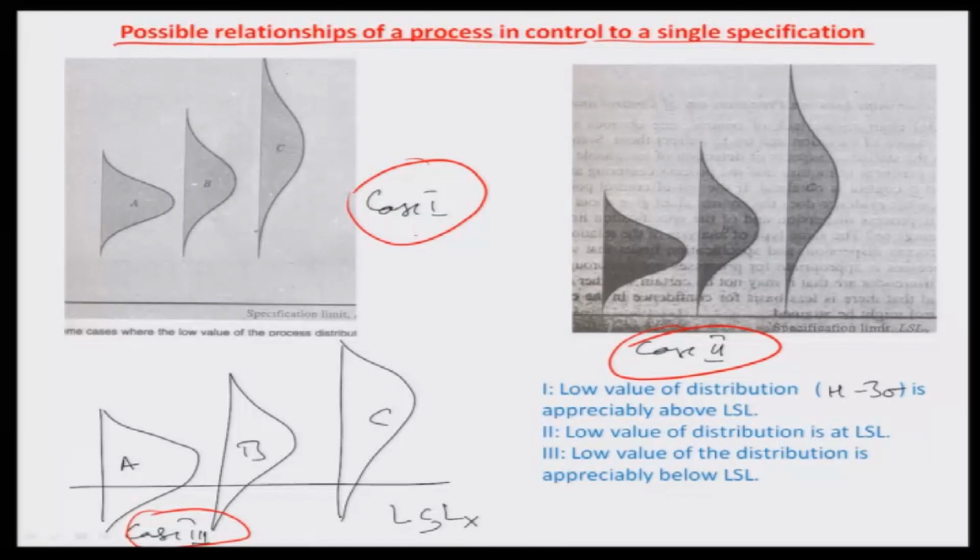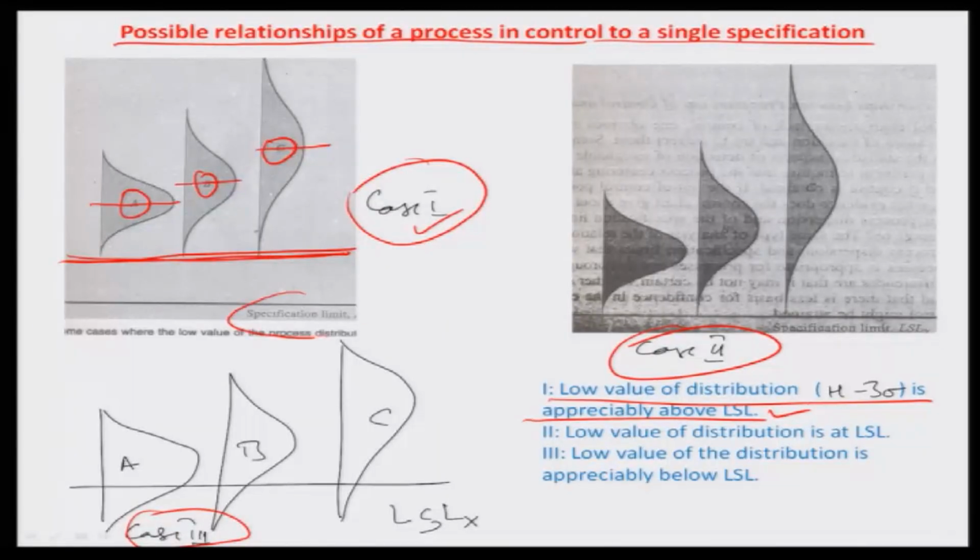In case 1, as you may see, there are different processes A, B and C with a certain spread and a mean, and although the means are all differently shifted and the spreads are all different, the lower specification or the lower acceptable limits are more or less the same for all the 3 processes. So in case 1, the low value of the distribution, mu minus 3 sigma, is appreciably above the LSL, the lower specification limit for X, which is actually a good thing, because everything that is produced is acceptable in this case. And case 2 is a case where all of them are lying on the LSL for X.